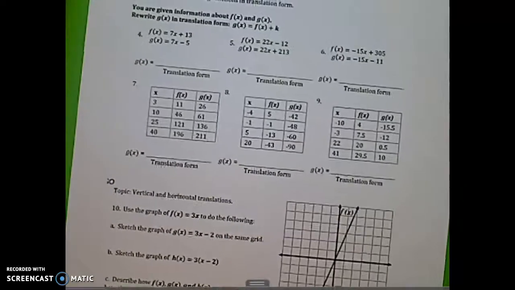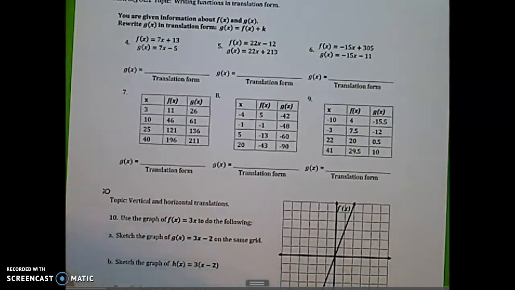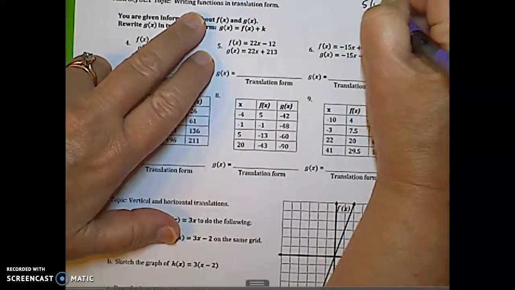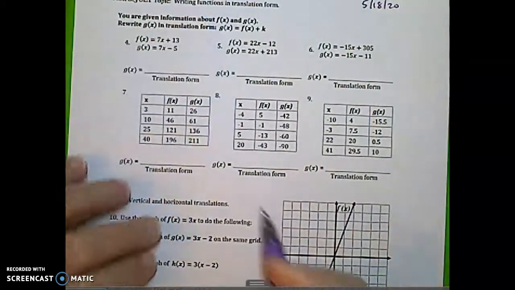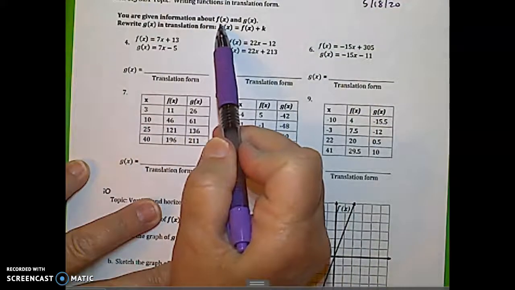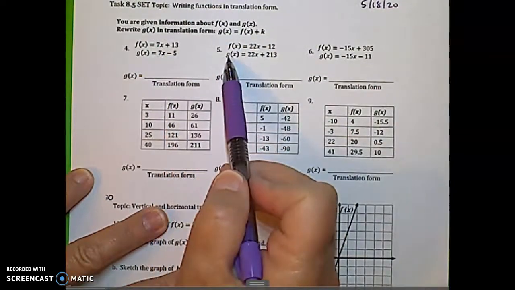So we're continuing in, actually we're in task 8.5. You guys didn't get a packet this time, but these came from what the packet would have been. Writing functions in translation form. We'll see a couple of different ways to do this. So we're given information about two functions, f of x and g of x. We're actually given those equations here.